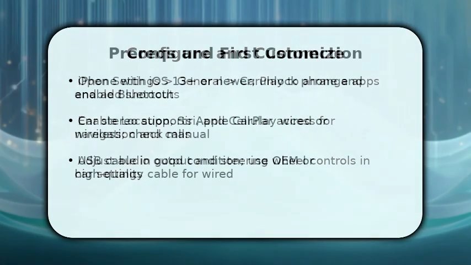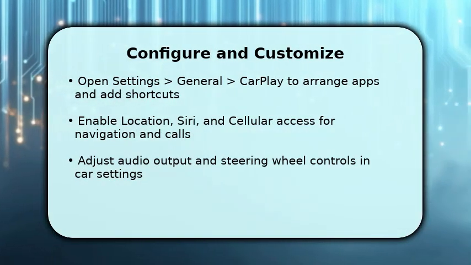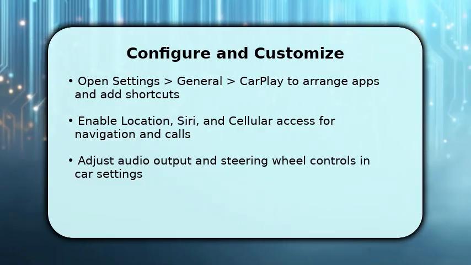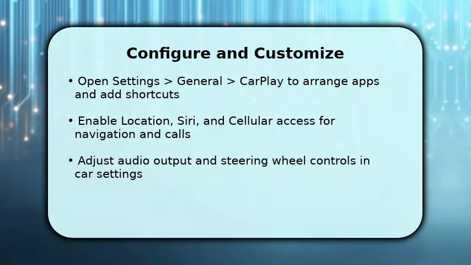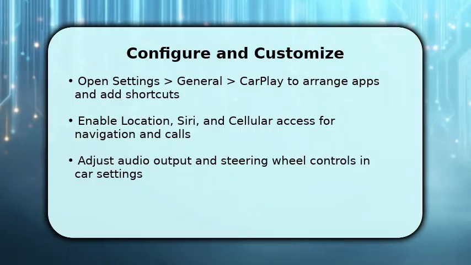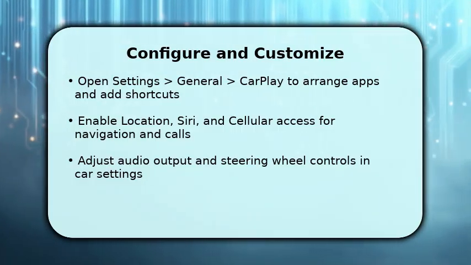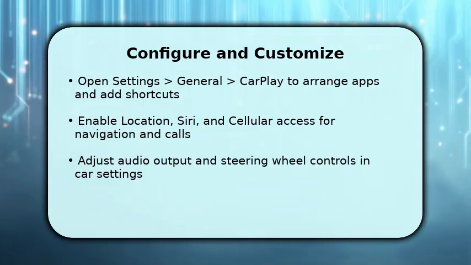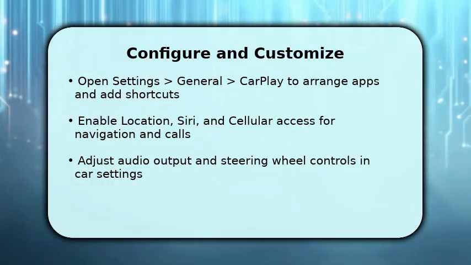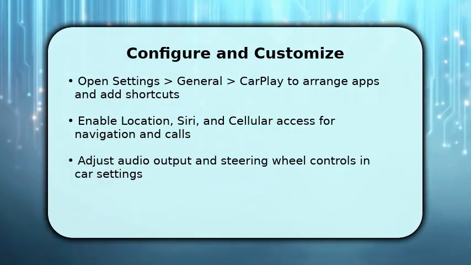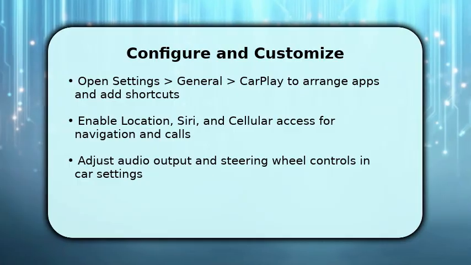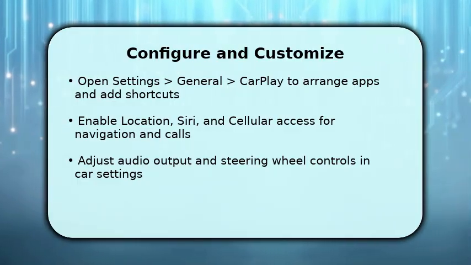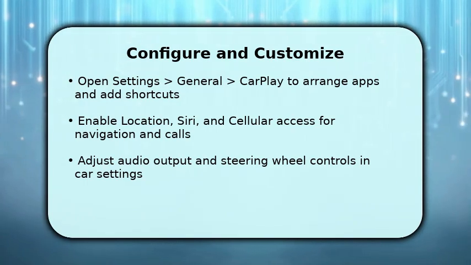Once connected, configure CarPlay so it fits your driving needs. On the iPhone, open Settings, General, CarPlay and tap your car, arrange app order, add navigation or music shortcuts, and remove clutter. Make sure Siri is enabled and has microphone permissions so voice commands work reliably. Also enable location services and allow cellular for maps and streaming. In the car, set steering wheel button mapping and audio output to CarPlay. These settings reduce distraction and speed up common tasks while driving.